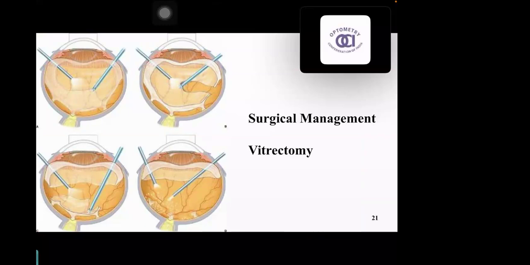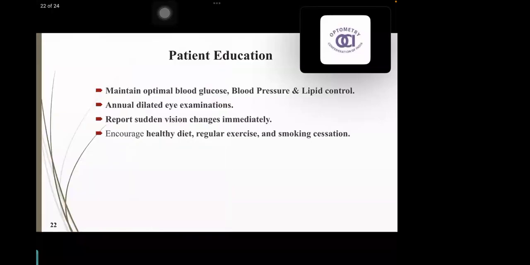Vitrectomy can significantly improve visual outcomes in advanced diabetic eye disease, but it's a complex procedure and best avoided through early detection and treatment of retinopathy. As optometrists and ophthalmologists, our goal should always be early diagnosis to prevent the patient from reaching this stage. So the most important thing is patient education.